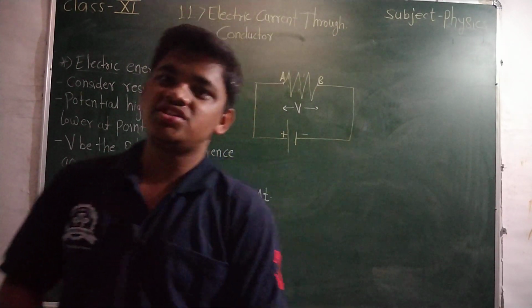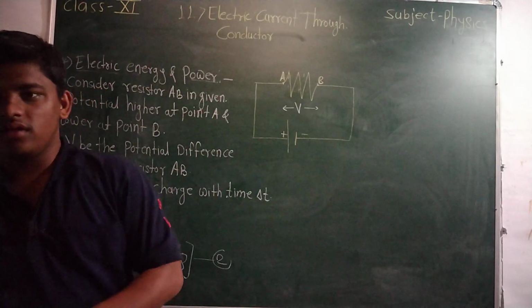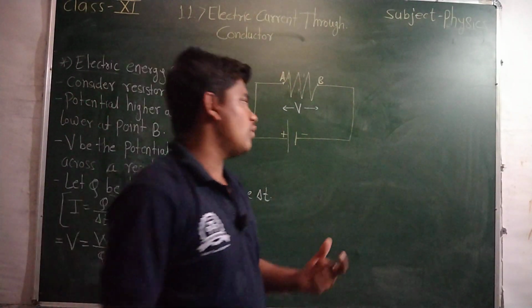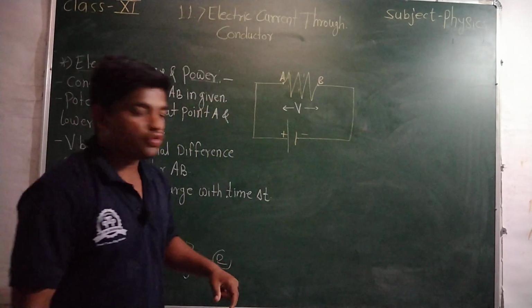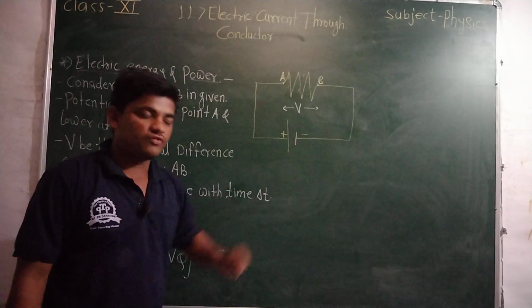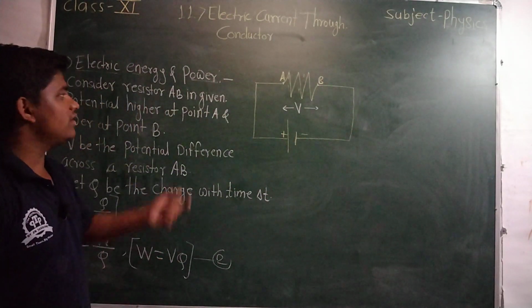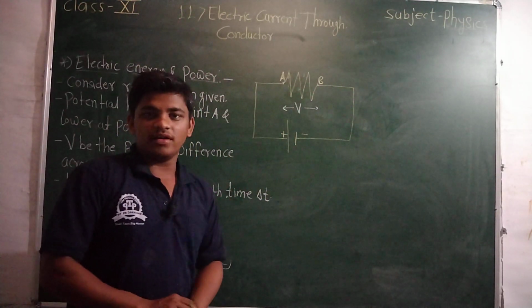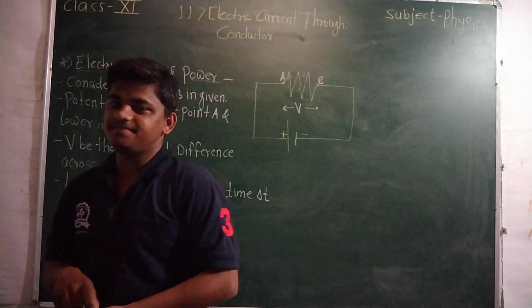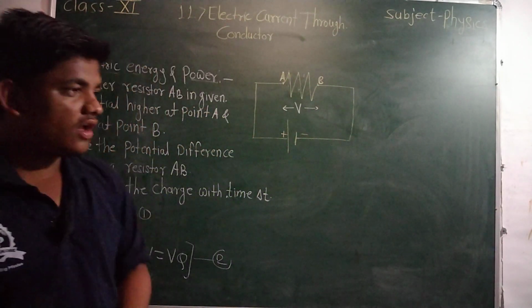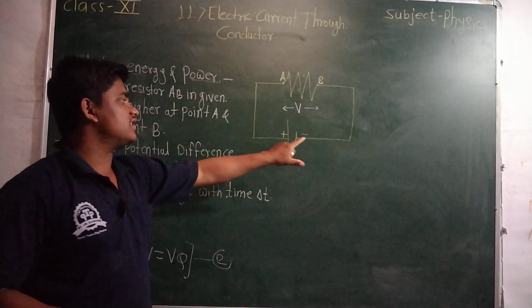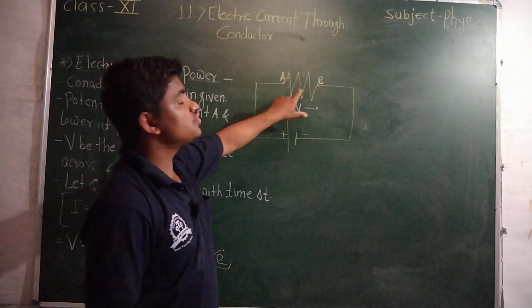Then energy will change. The cell provides energy through the charge q. Work is done, force acts, displacement occurs, and there is a potential difference. Then the cell provides energy to the flowing charge q through the resistor.